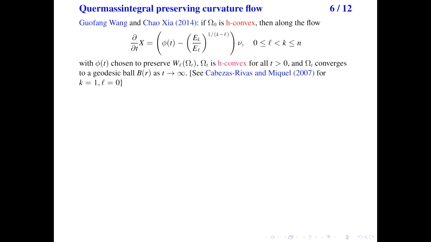If we assume that the initial domain has an h-convex boundary, then Guofang Wang and Chao Xia in 2014 studied the convergence of the following Quermassintegral preserving flow. And they showed that along the flow, the solution remains h-convex for positive time and converges to a geodesic ball when time goes to infinity. Note that this flow for k is 1 and l is 0 has also been studied in 2007.